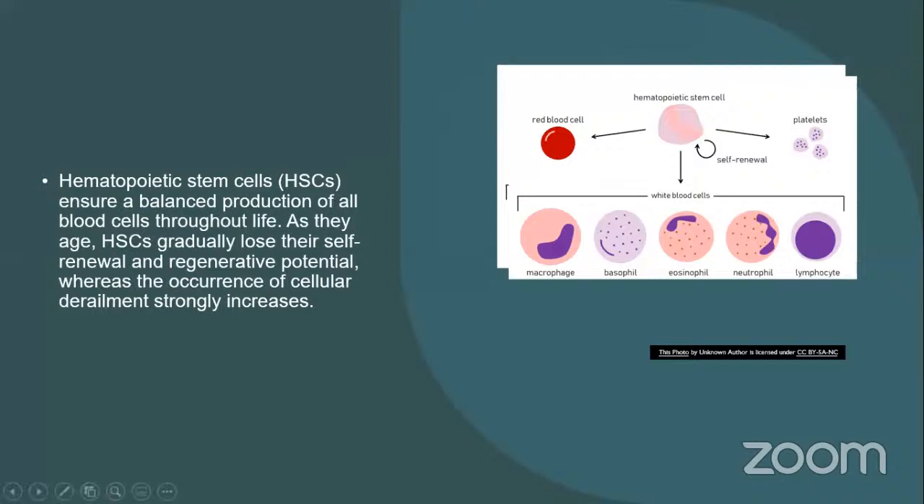Okay. So hematopoietic stem cells ensure a balanced production of all blood cells throughout life. As they age, hematopoietic stem cells gradually lose their self-renewal and regenerative potential, whereas the occurrence of cellular derailment strongly increases. So when I talk about hematopoietic stem cells, I mean RBCs, white BCs, and platelets. So white blood cells can be macrophage, basophil, eosinophil, neutrophil, and lymphocyte. So hematopoietic stem cells have the potency for self-renewal.